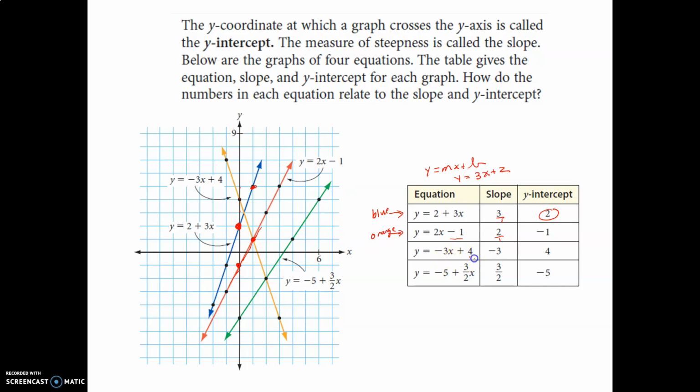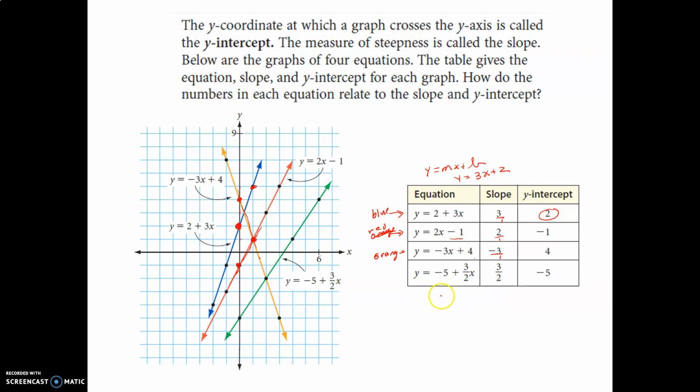y = -3x + 4 has a y-intercept of 4, and the slope is negative 3 over 1. So you go down 3, 1, 2, 3, and over 1. So that gives me this orange one. So I'm going to call this orange. I'm going to go back and change that to red.